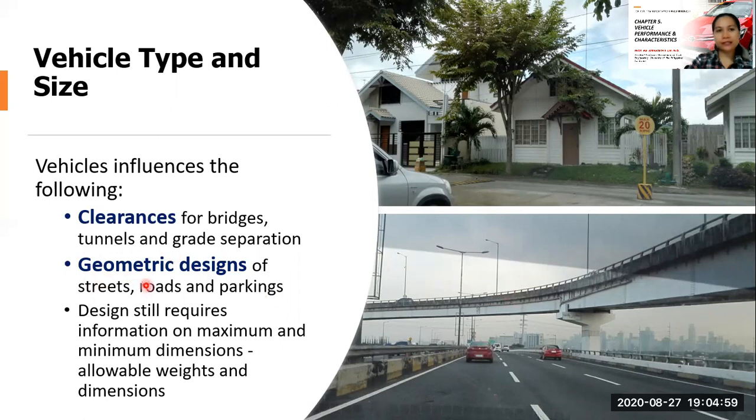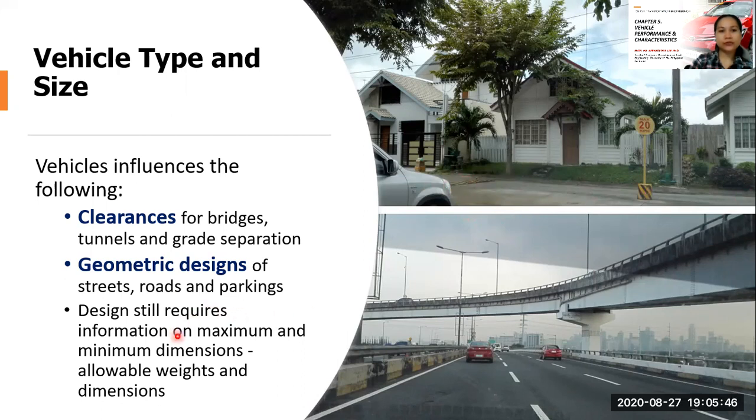And another one is vehicles influence the geometric design of streets, roads, and parkings. This figure here, as you can see, is a T intersection in a village in Laguna. So you can see there's a maximum speed of 20 kilometers per hour. What's the basis here? So if this is a T intersection, the turning radius here and the width of the lanes are supposed to be sufficient enough for the vehicle type that is allowed to turn left or turn right in this road.